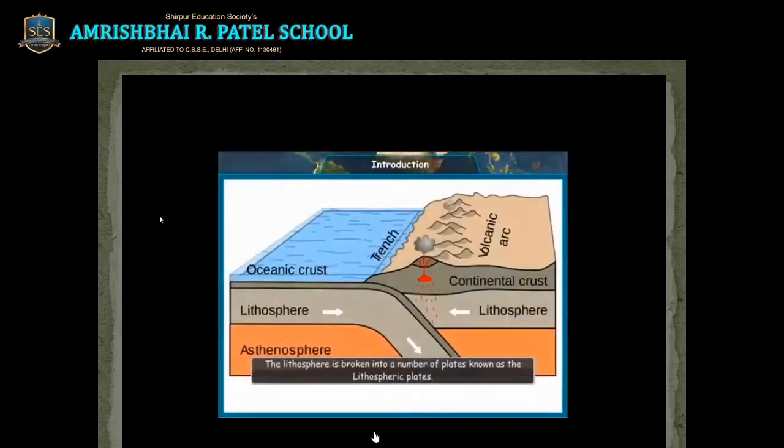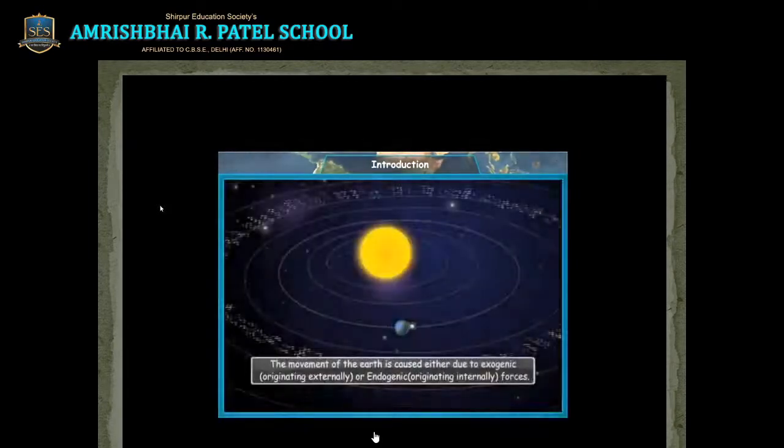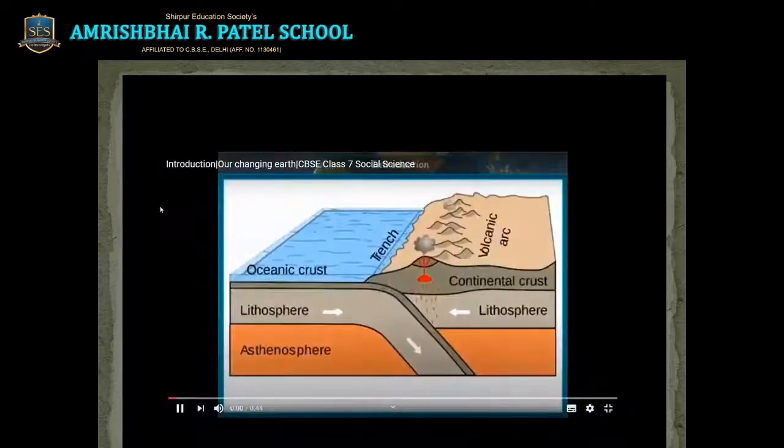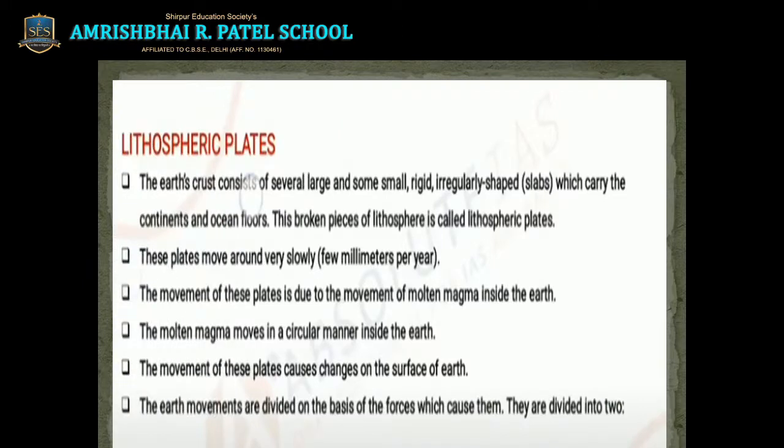Introduction. The lithosphere is broken into a number of plates known as the lithospheric plates. These plates move around very slowly, just a few millimeters each year. The movement of the earth is caused either by exogenic forces, originating externally, or endogenic forces, originating internally. Endogenic forces sometimes produce sudden movements and at other times slow movements. Sudden movements like earthquakes and volcanoes cause mass destruction over the surface of the earth. So in this way we have seen the introduction of lithospheric plates.